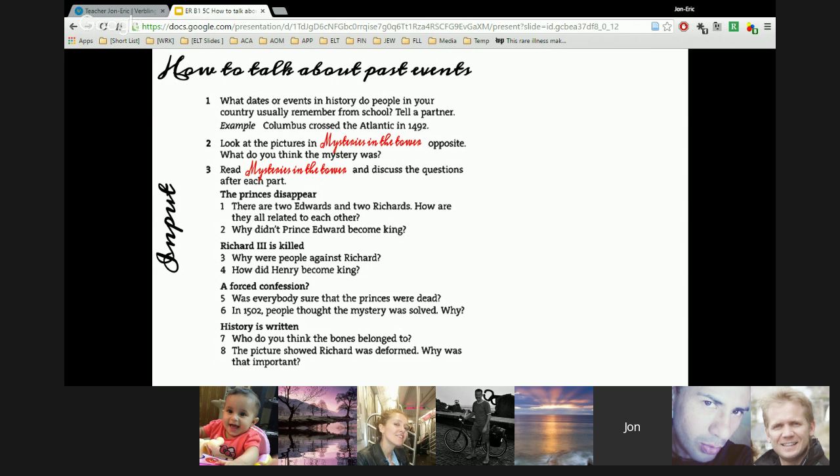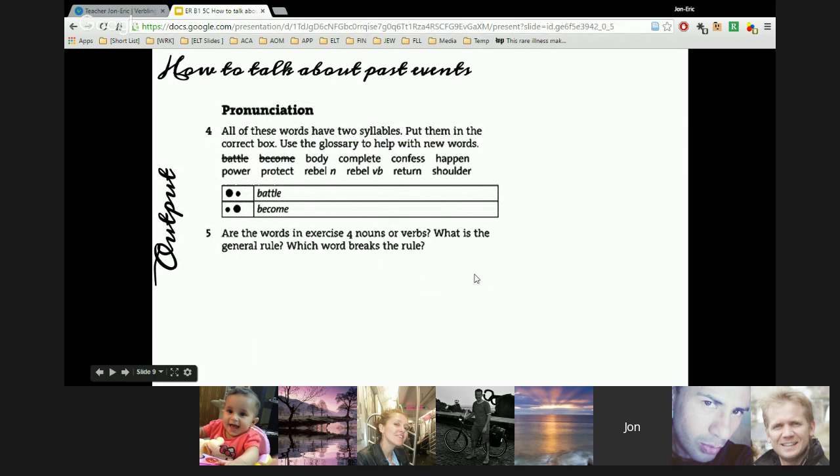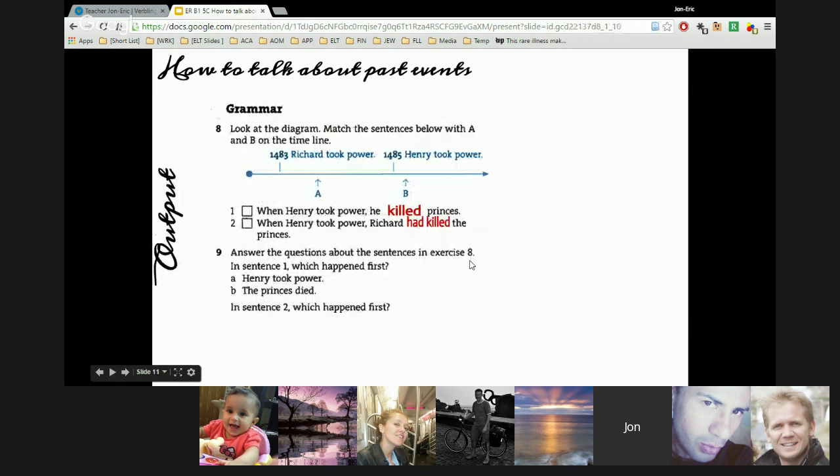Okay. Hopefully that makes sense. If there are any questions, just ask. Let's see what we have time to do. I'm going to jump forward here and take just a quick look at verb tense. Look at the diagram. Look at the sentences. Match the sentences below with A and B on the timeline.